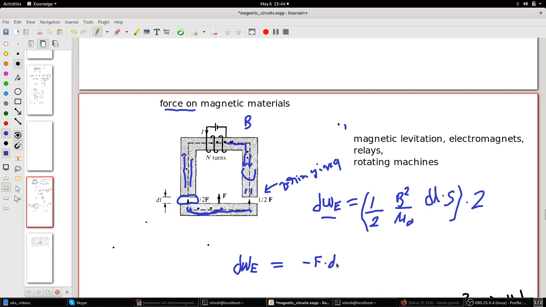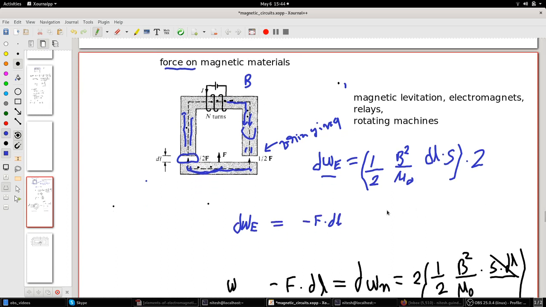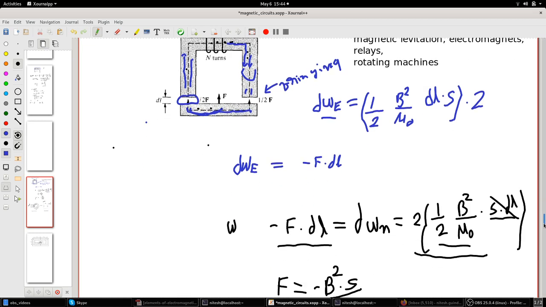This dWe will be equal to minus F into dl. This is the force which will have to be exerted for you to do that much work. It's minus F dl because your dl is decreasing and the force is upwards. F is the total force. Half of the force will be for this air gap, and half of the force will be for pulling the other side of the rod.